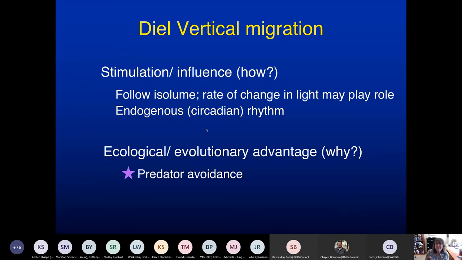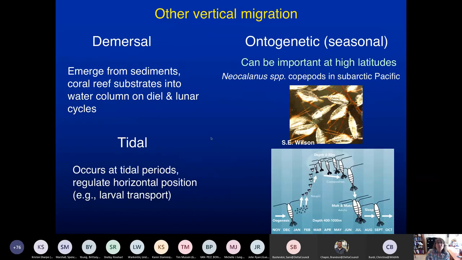Now, there are other reasons that have been put forward as well. I'm not going to go into them, but I'll just suffice it to say that predator avoidance is the biggie. So there are other kinds of vertical migration, and even though in this talk I'm concentrating on diurnal vertical migration, I just wanted to mention that there's also demersal vertical migration. These are zooplankton that emerge from the sediments or, say, coral reef substrates like coral rubble into the water column. And this can happen also on a diurnal basis and on lunar cycles as well.